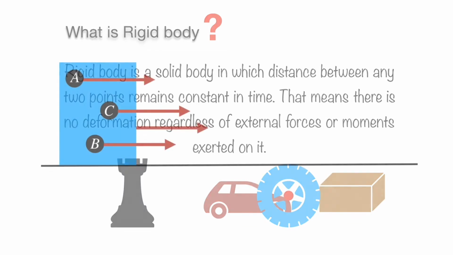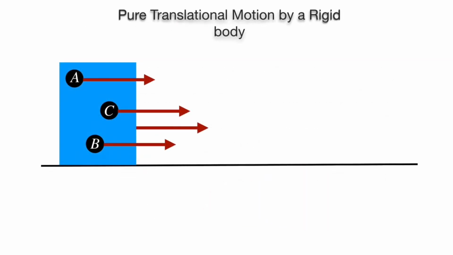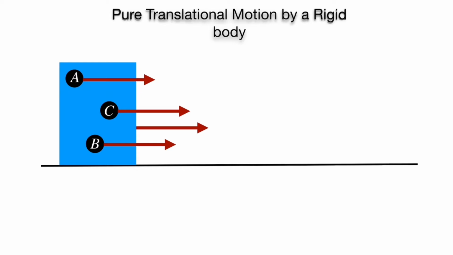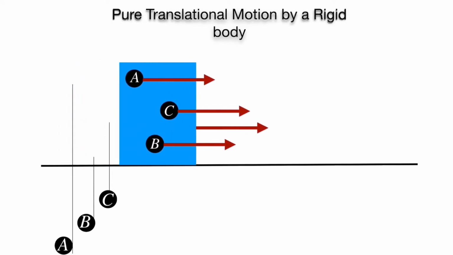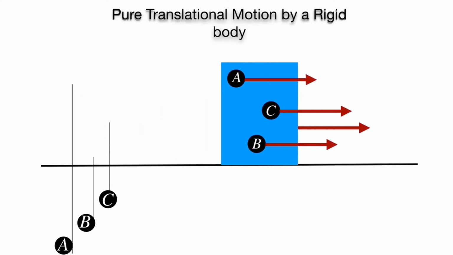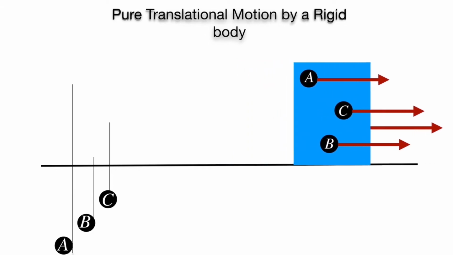Let's take an example of pure translational motion. Here in this picture you see a solid block in which there are 3 points A, B and C identified, and their initial position is recorded in any coordinate system, like a Cartesian coordinate system, as A, B and C. Now this object is set to move with a constant velocity in a straight line. All the points on this block will move with the same velocity.